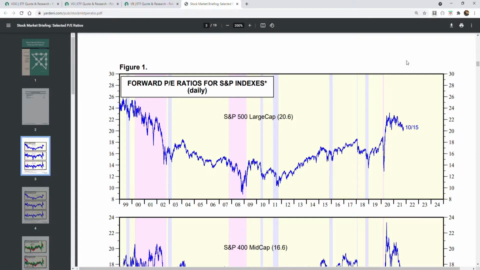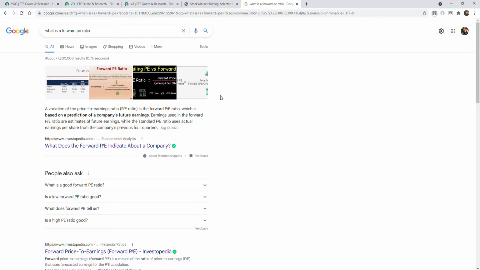Now, looking here at the screen, if you're a brand new investor to the market, you might not know what a forward PE ratio is. Let me go ahead and give you the Google definition of it. The variation of a price to earnings ratio is the forward PE ratio, which is based on a prediction of a company's future earnings. Earnings used in the forward PE ratio are estimates of future earnings, while the standard PE ratio uses the actual earnings per share from the company's previous 4 quarters.